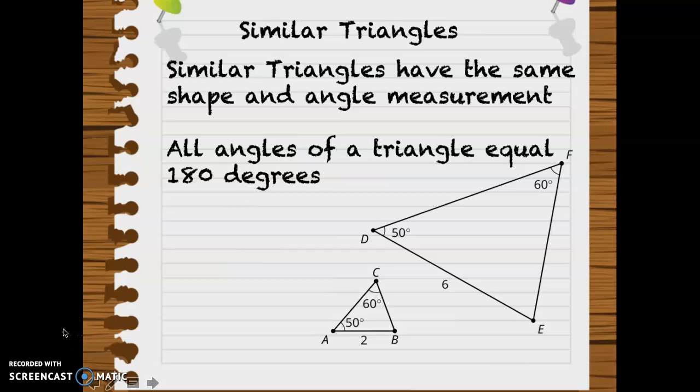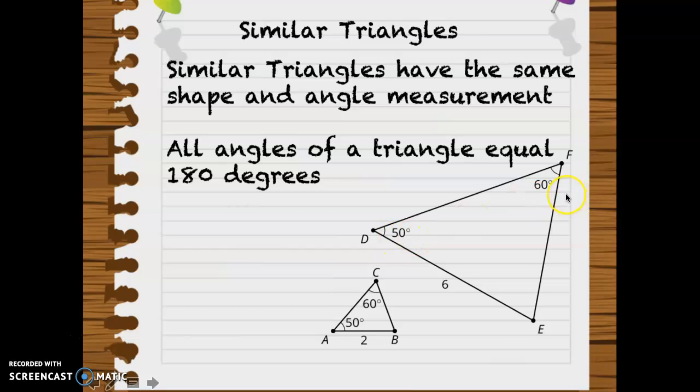Hey, eighth graders, this lesson is on similar triangles. You're going to be doing various things in this lesson. What I focused on today was how do we find a missing angle of a triangle, and then also how do we find the missing side of similar figures when they just differ by a scale factor.